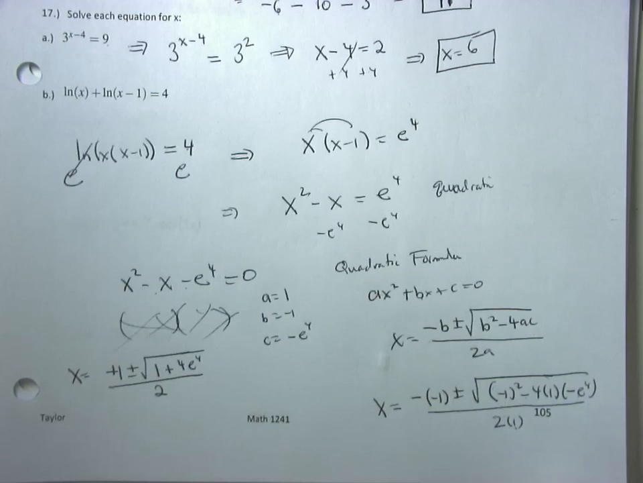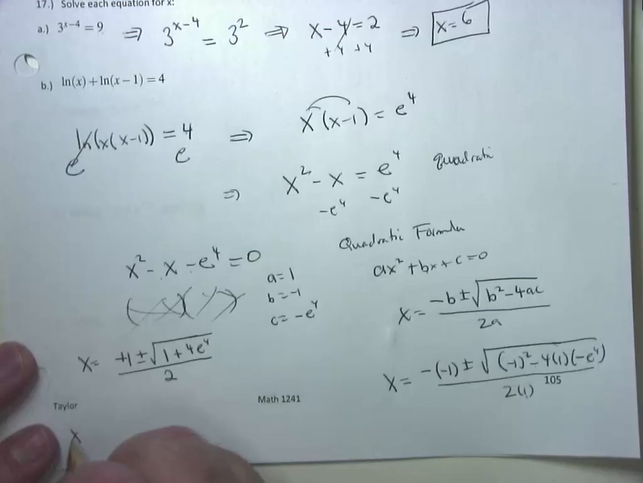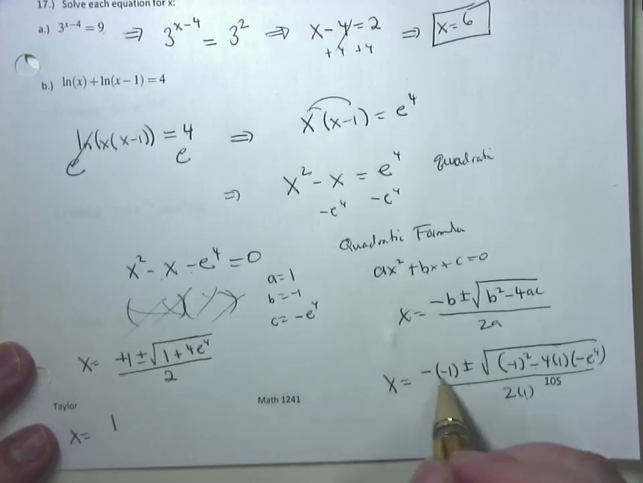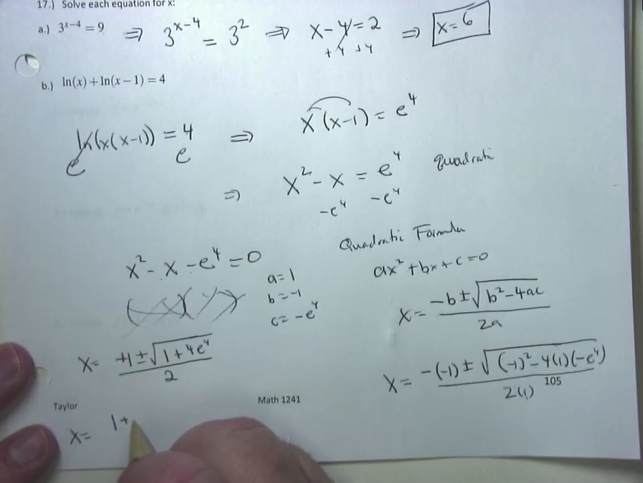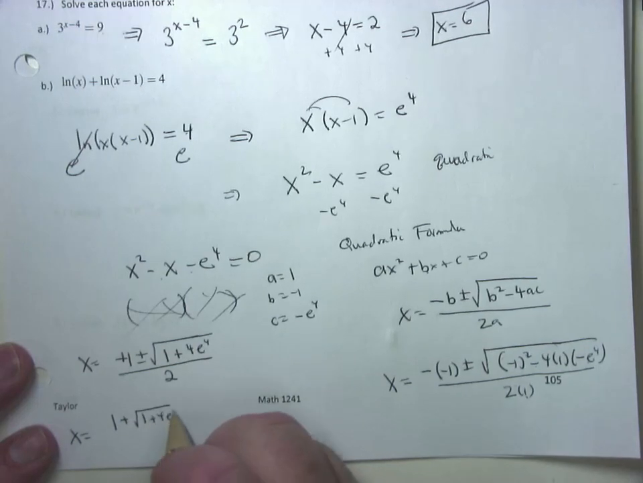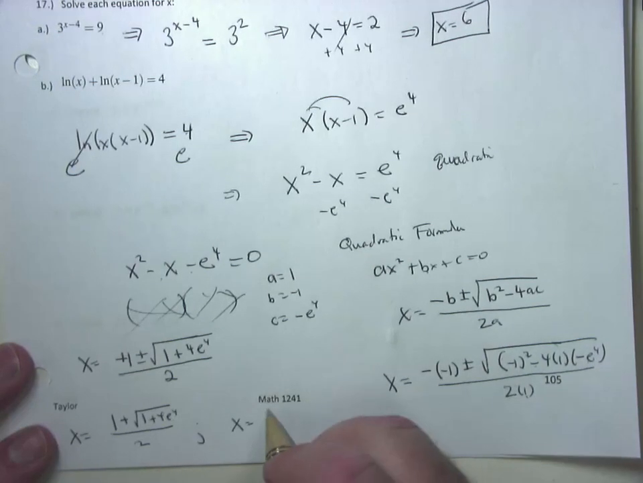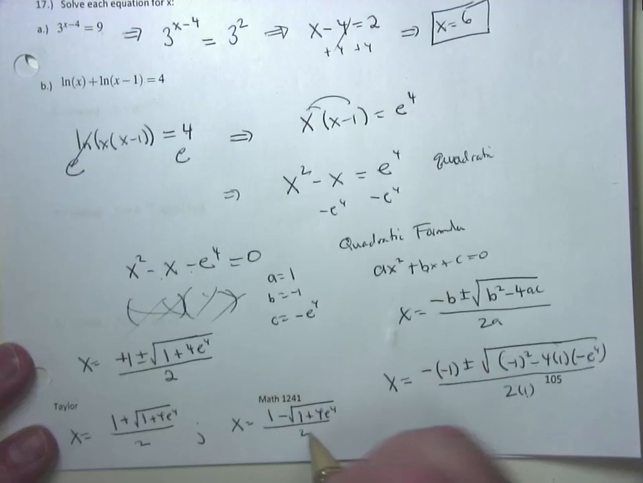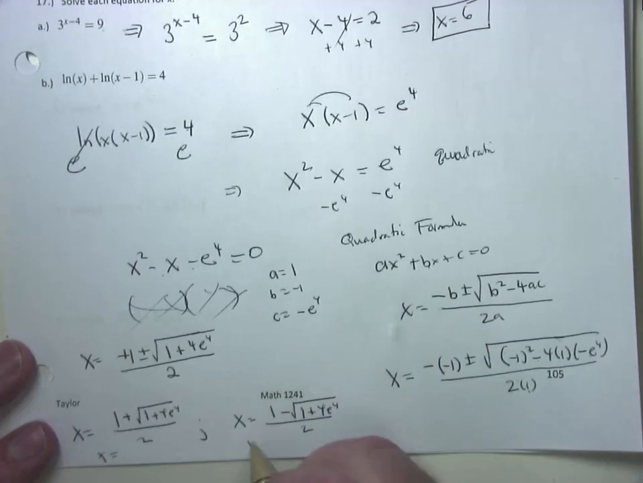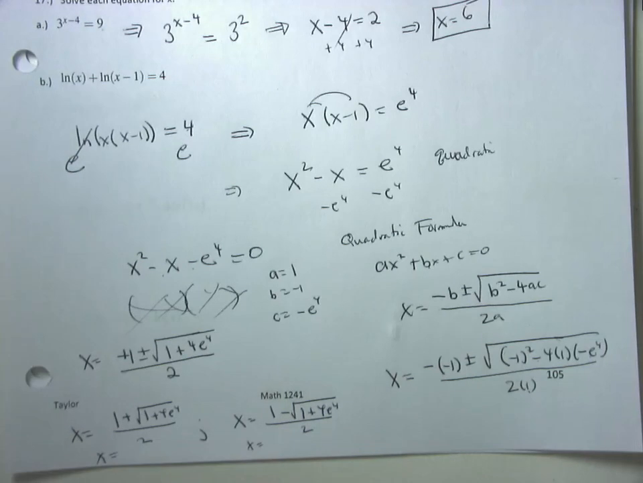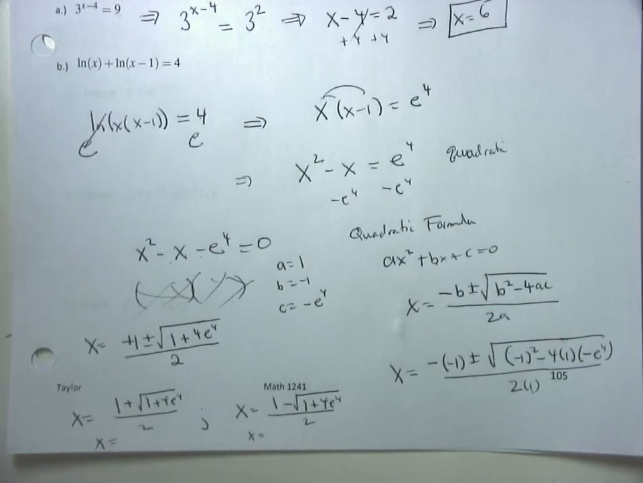Got a question for you, though. How many answers are up here? There are 2 answers, that plus or minus. My 2 answers are positive 1, negative, negative 1 makes a positive 1, plus the square root of 1 plus 4e to the 4th divided by 2. And the other answer is 1 minus the square root of 1 plus 4e to the 4th divided by 2. And I need to check these guys because this is a logarithmic equation originally. And remember, with log equations, you can't take the log of a negative number.